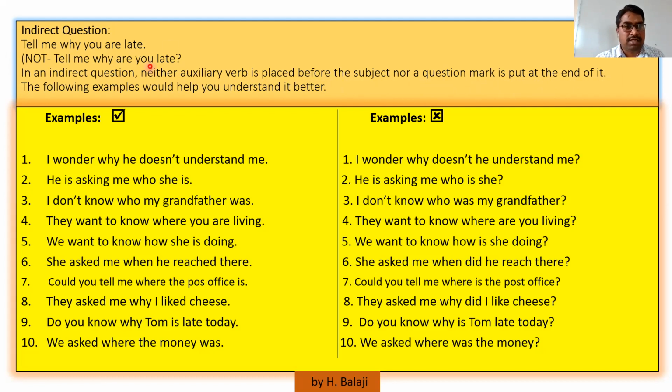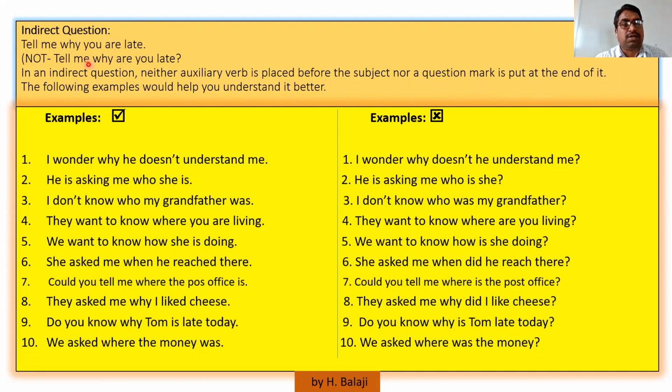So there is neither a question mark at the end of the question, nor a helping verb before the subject. The helping verb "are" is placed after the subject "you," and again there is no question mark at the end of this question. Hence, it is grammatically correct. And the second one is grammatically incorrect.